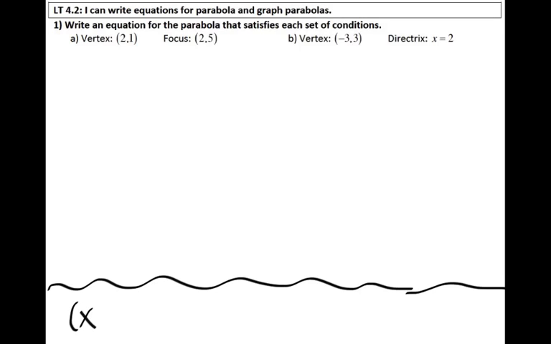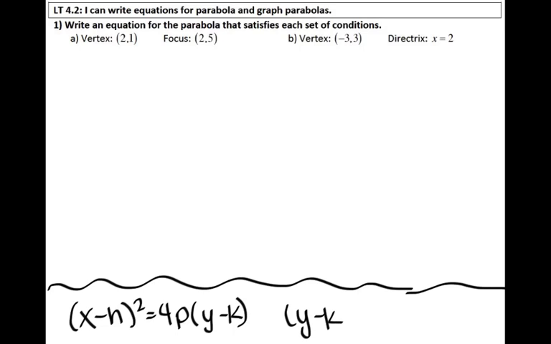You have (x minus h) quantity squared equals 4p times (y minus k), or you have (y minus k) quantity squared equals 4p times (x minus h). The difference between the two is the first one you use for parabolas that open up or down, and the second one you use for parabolas that open to the right or to the left.